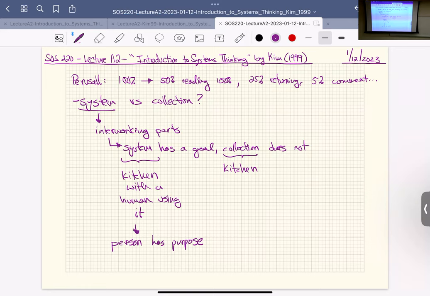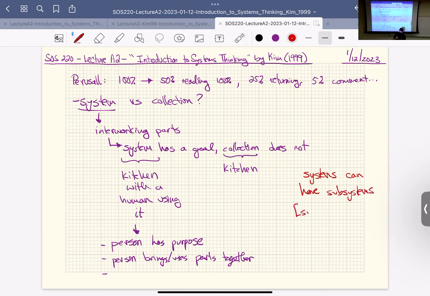Any other comments or thoughts? Person, I'll say, brings or uses parts together. I like that too. I think that's a great point to make on the side here, that systems can have subsystems, or we can have systems of systems. So this came up in the perusal too.